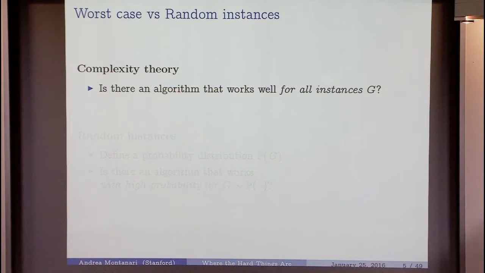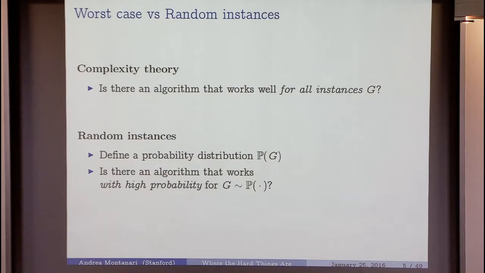Standard mainstream complexity theory is about the following question: is there an algorithm that works well for all instances of this problem, so for all graphs G? Often I will denote my instance as a graph. It is understood that this can be a decorated graph, like in my example. So is there an algorithm that works well for all the instances?